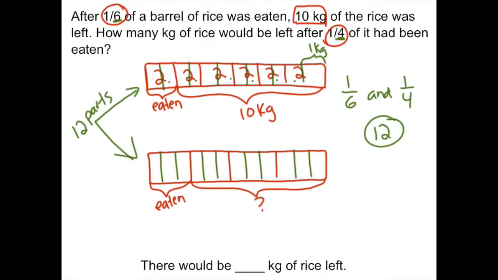I know that if one part of my first bar is 1 kilogram, then one part of my second bar is 1 kilogram. Now I'm able to figure out how much is left over. If each one's 1 kilogram, let's count up how many we have left. 1, 2, 3, 4, 5, 6, 7, 8, 9. 9 kilograms. So there would be 9 kilograms of rice left.